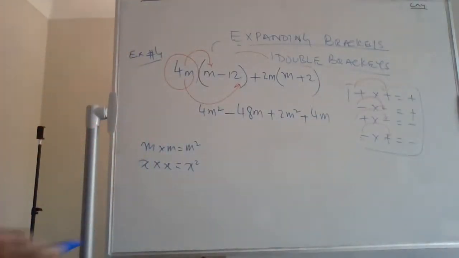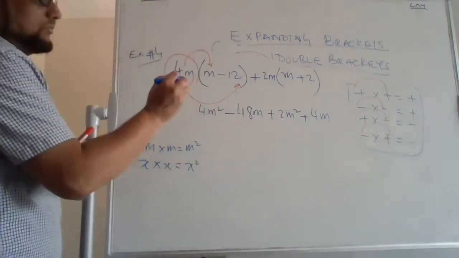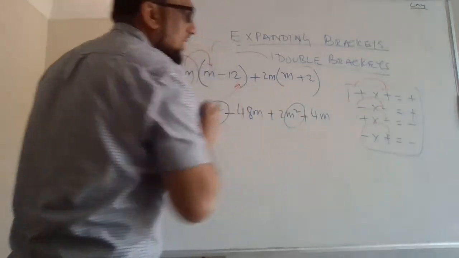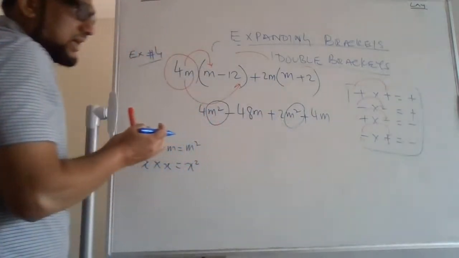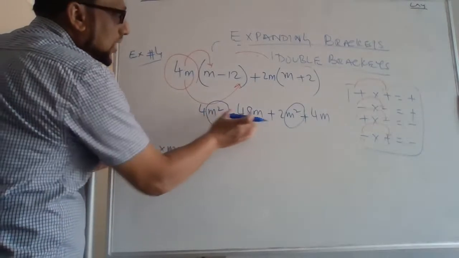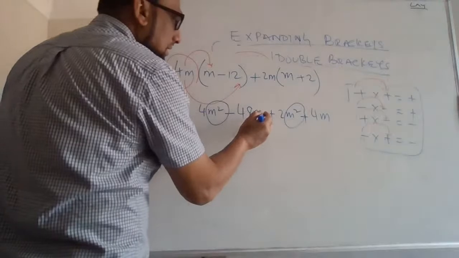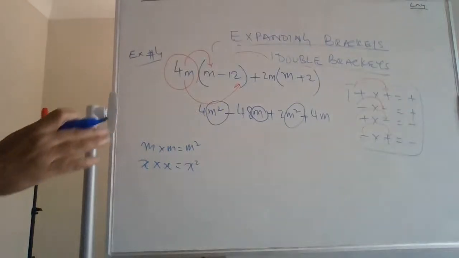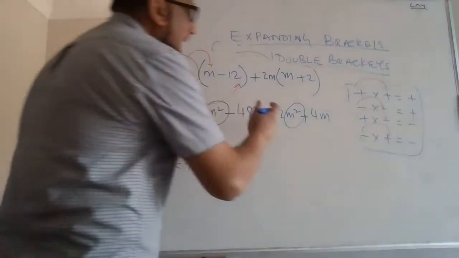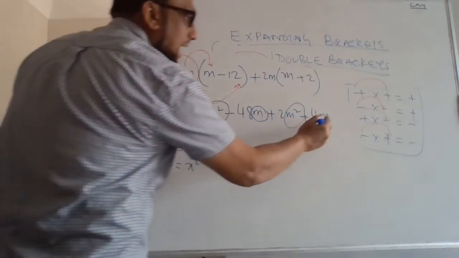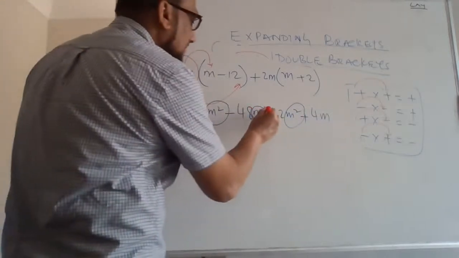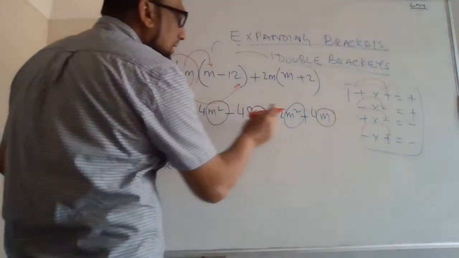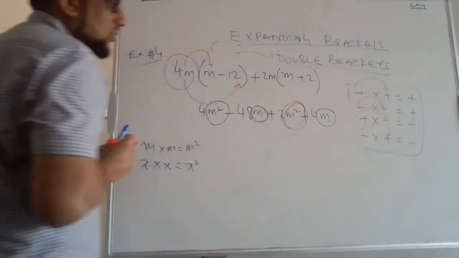Now look at this one. So be careful, because this variable is m squared. This is m squared. We cannot add 4m squared with 48m. No, because the variable type is different: this is m and this is m squared. The two are different, so they can't be added together. But m can be added with this m. So m can be added or subtracted with m only, and m squared can be added or subtracted with only m squared.